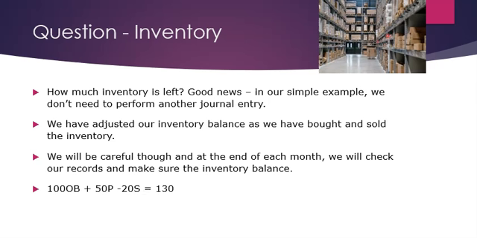So we will be careful though, and maybe at the end of each month in our warehouse, we will check our records and make sure that the inventory in the warehouse matches the inventory balance in our accounts. So what do we have left? Well, we had our opening balance of 100 items of inventory. We purchased 50 and we have sold 20. So in other words, if we do a stock take in the warehouse, we should have 130 items on the warehouse shelf.